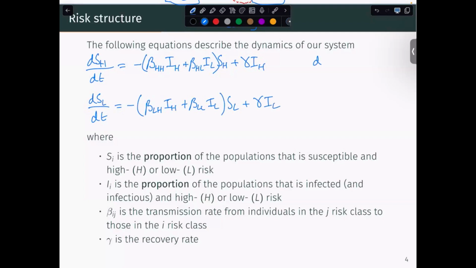And then because this is a simple SIS model without any demography, our I equations are just going to be the negative of the S equations: infection classes change at opposite the rates of our susceptible classes. Okay, so beta IJ is the transmission rate from individuals in the J risk class to those in the I risk class. Everything else is similar to what we've had before in our SIS model. Any questions?